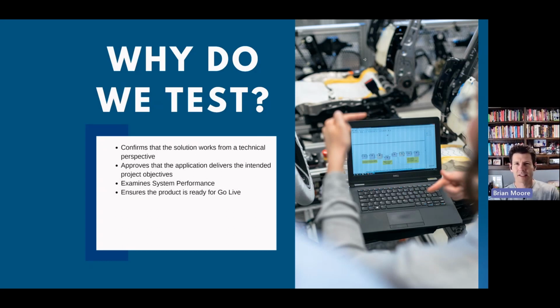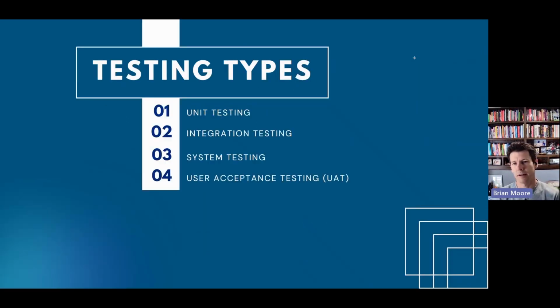Another area of testing is system performance. We want to make sure that our solution will perform well at scale once we throttle up the amount of data and start to simulate a production environment. And it ensures that we're ready for a successful go live. Let's describe the 4 main types of testing we're covering. That's unit testing, integration testing, system testing, and user acceptance testing, or UAT for short. Starting things off with unit testing.